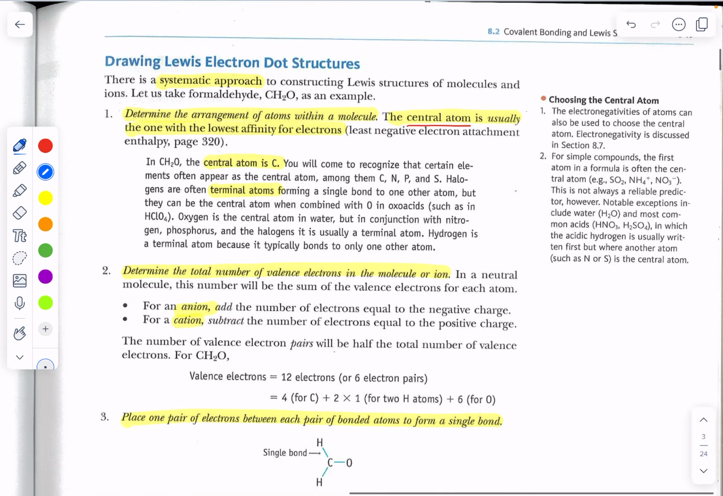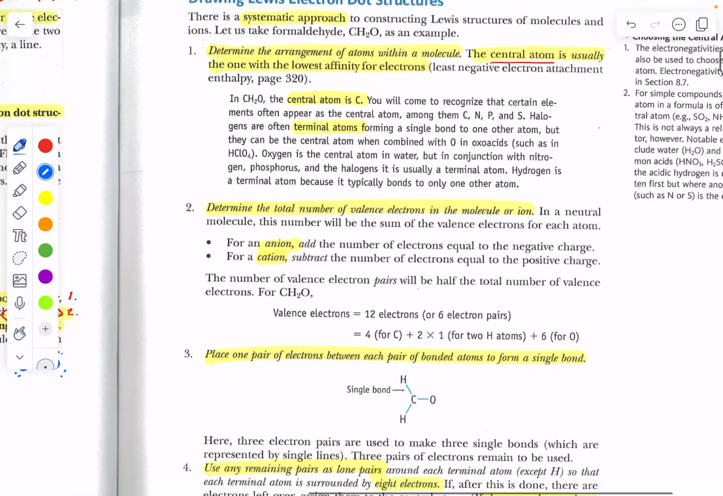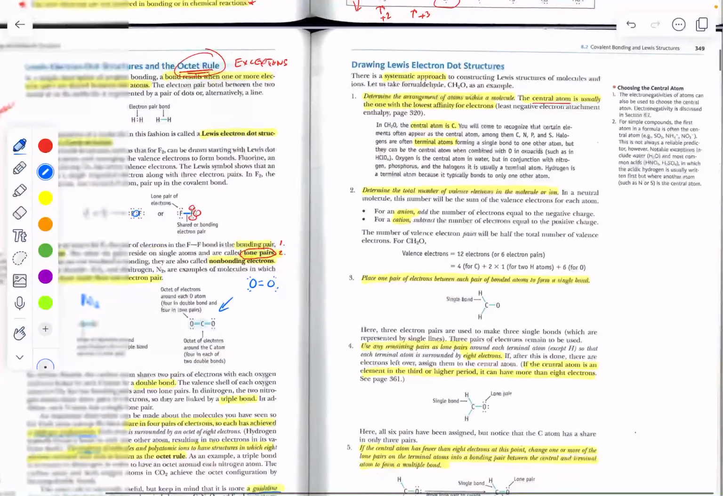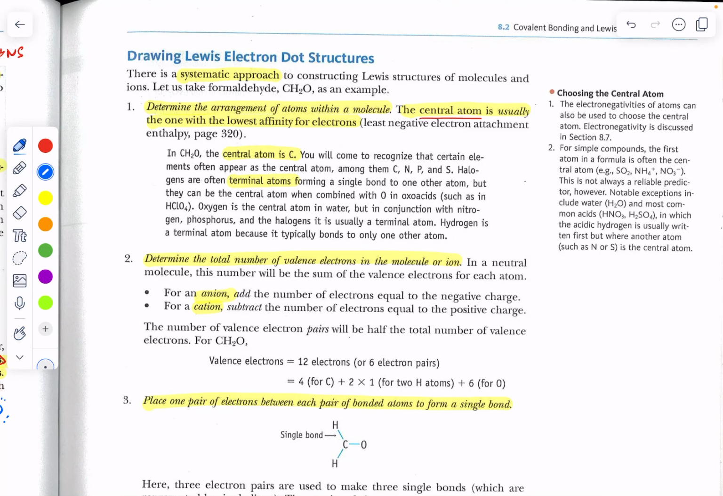So here's how you approach drawing a Lewis dot structure. And you might already remember this from first year chemistry. It is systematic. The best way to avoid making mistakes is to do things systematically. Sometimes you get so used to the system that you begin to get sloppy and you depend upon the system rather than using the system to help you from making mistakes.